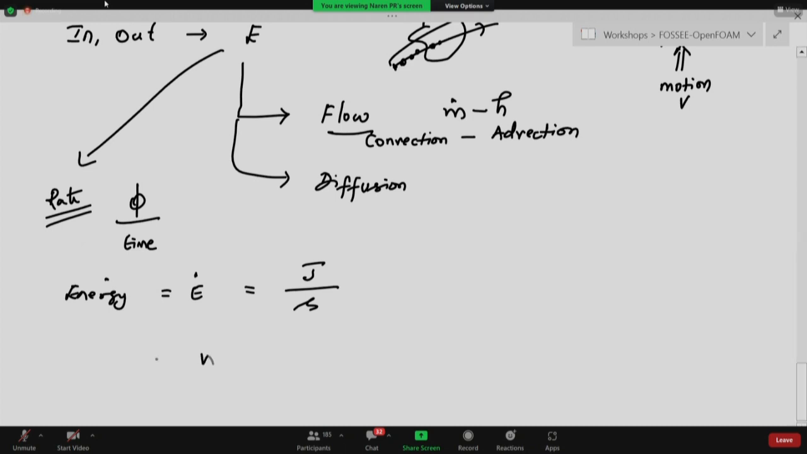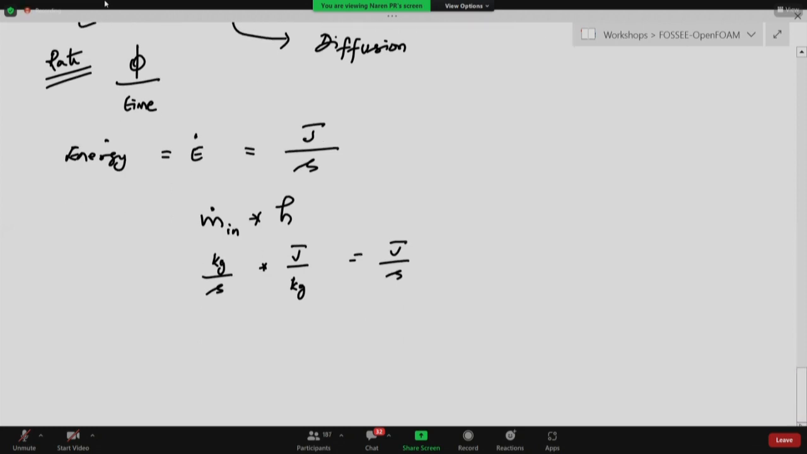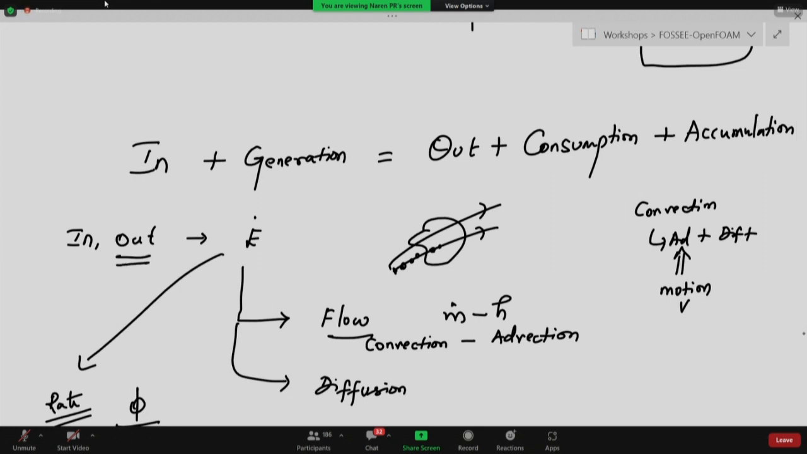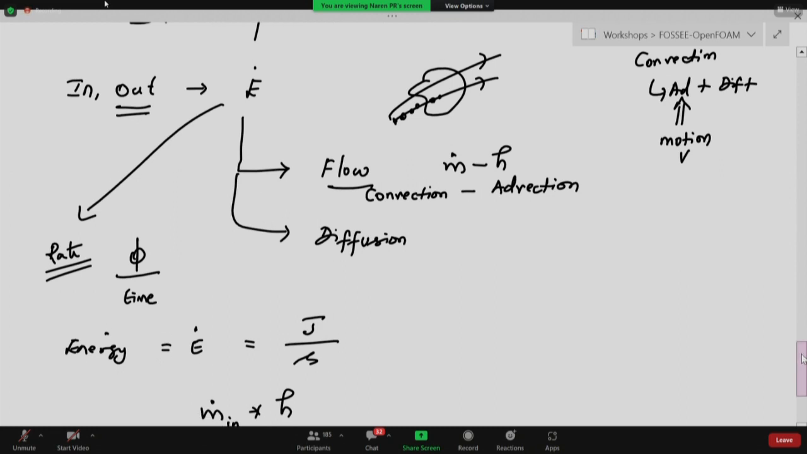For example, take the mass flow rate at the inlet and multiply it by its specific enthalpy. The mass flow rate in SI unit is kg per second, and the specific enthalpy is joules per kg. Eventually you will get joules per second, which is the rate at which the energy flows in. Here we are considering only the enthalpy form of energy. We are not considering the kinetic and other forms of energy. Similarly, it is not only the in, but both in and out can have energy leaving because of the flow going out.